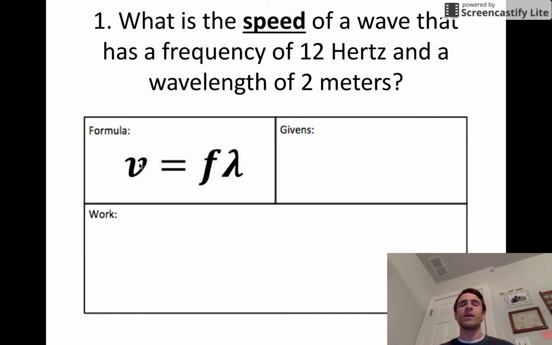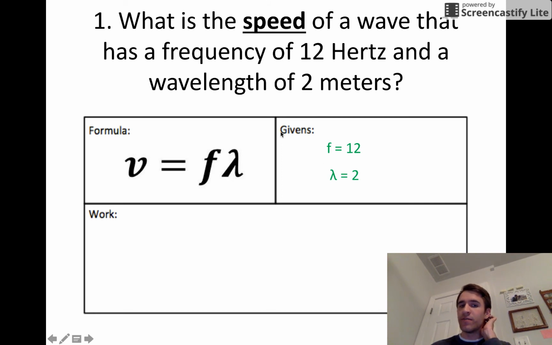Givens, guys, are just what numbers are given to you in the problem. So what numbers are given to you? It says 12 hertz, right? 12 hertz is the frequency. So frequency is given to me. So I'm going to write F equals 12. So I know what goes in for F right here. And it says a wavelength of 2 meters. Wavelength is represented by lambda. So my lambda is 2. Once I get my givens, do I know my speed? No. It's asking me for my speed, right? So I don't know V. That's what I'm trying to find out.